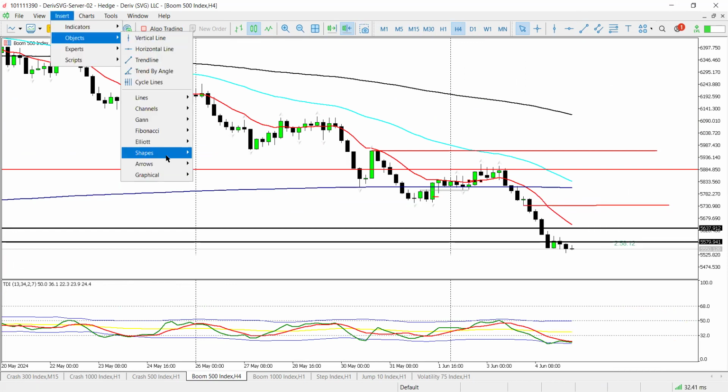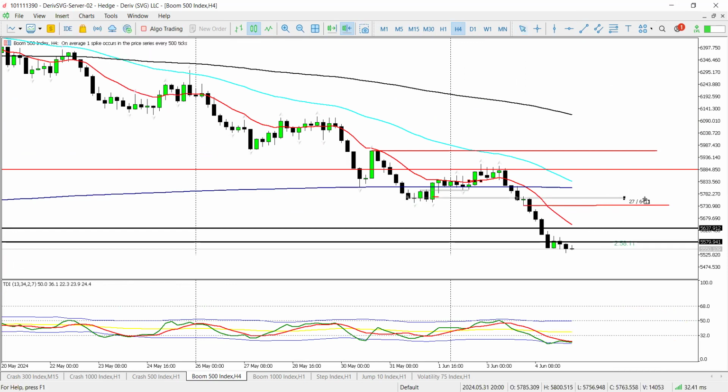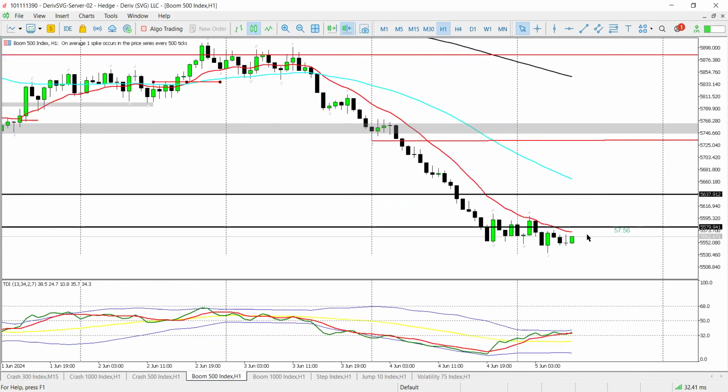Let me use this. Okay, it's just on the same area. So for me, if we do push up, that's a possible area where price can get to right there. But for now, nothing is showing us that we can push up.